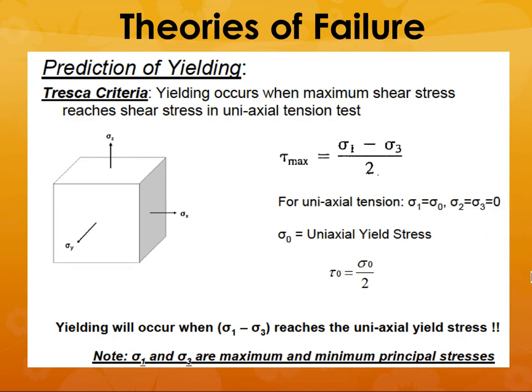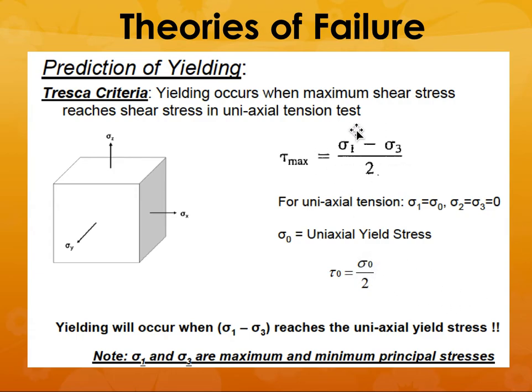No, not shear stress. I mean in direction 3. So if you know the three stresses, you can actually calculate the tau max. And you know that for uniaxial tension, sigma 1 is equal to the applied stress, whereas sigma 2 and sigma 3 are supposed to be equal to 0.